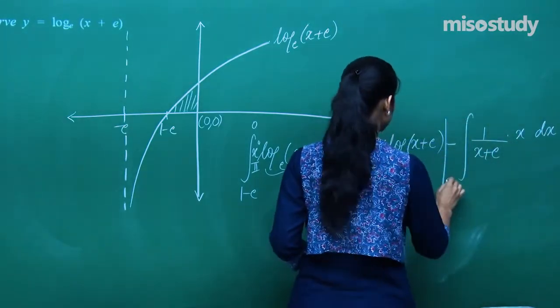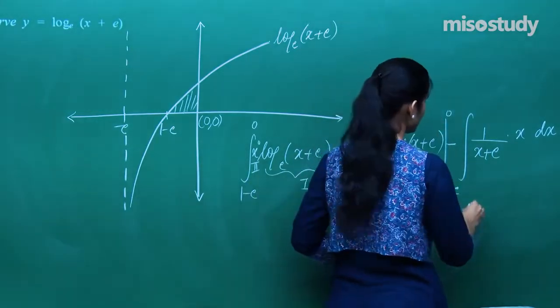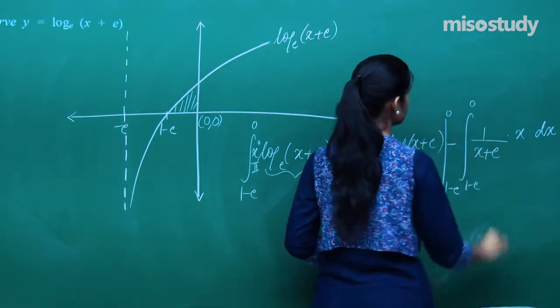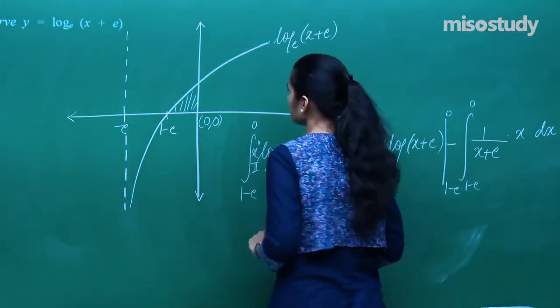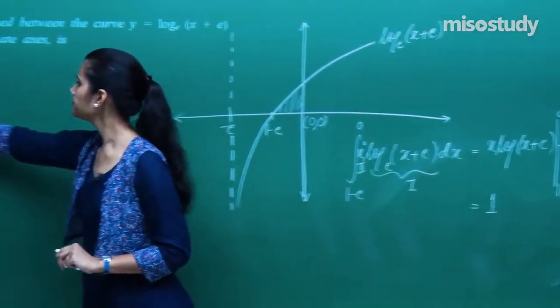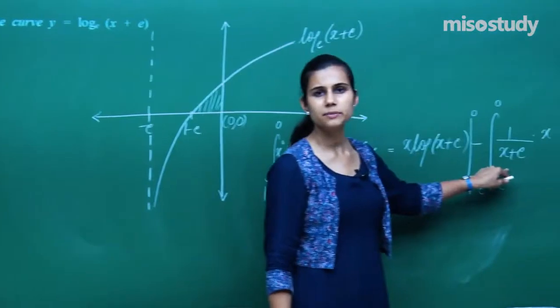So this is going to be from 1 minus e to 0, from 1 minus e to 0, and this is again going to be from 1 minus e to 0. Very easily when you compute this, you get 1 square units as your answer. Clear? Just apply by parts. The moment you reach this stage, it's pretty simple integration.